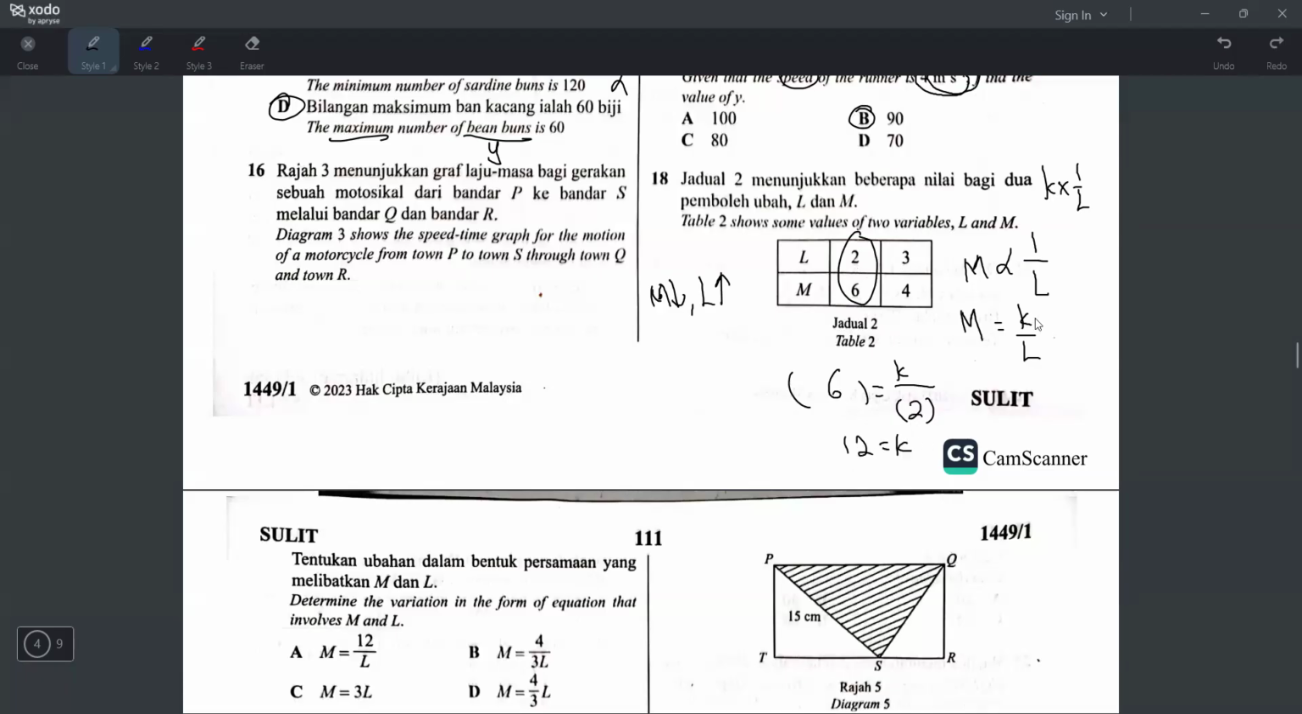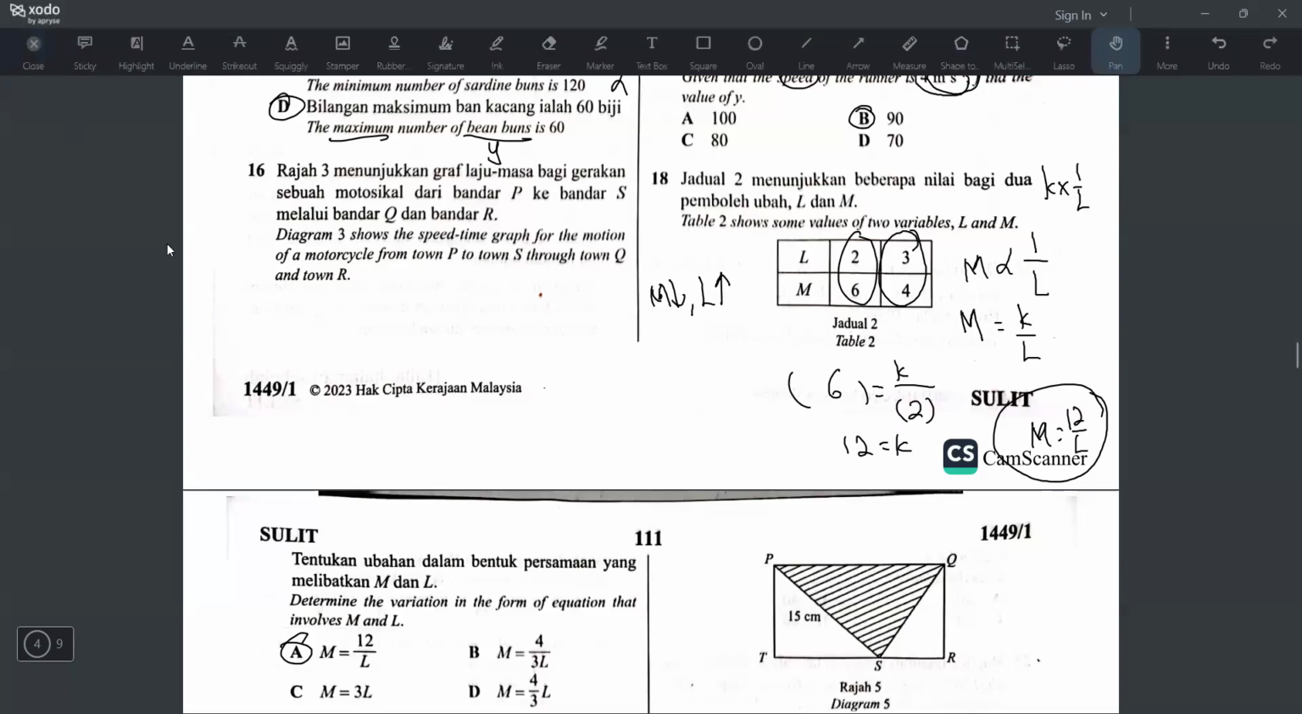And when you substitute back the K here, you get M equals 12 over L. So this is the relationship. Okay, what if you try with the 3, 4? Can also. The 3 you write below here, 4 you write here. But 4 times 3 you get 12 also. So same answer. So A, B, C, D, A is the answer. Done.